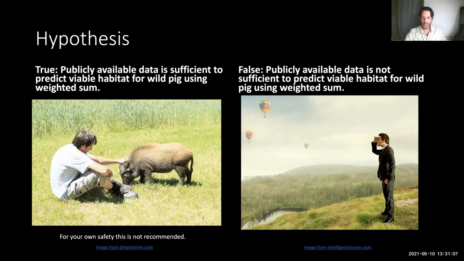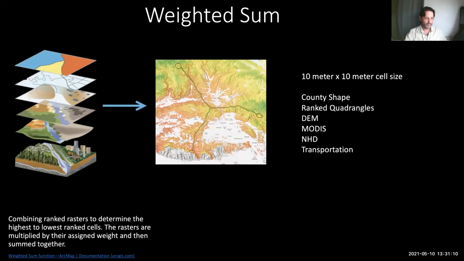a viable habitat. So I used weighted sum, which was combining ranked rasters. As you see, you rank the rasters and then the software adds them all together, multiplies them together and applies the weights. I used a 10 by 10 meter cell size to standardize all of my data. County shape, I did not rasterize or use it ranked. It was just merely used as a mask to clip the other data to. I used ranked quadrangles, DEM elevation data, MODIS vegetation data, NHD national hydrography data, the water data, and transportation data as my inputs.